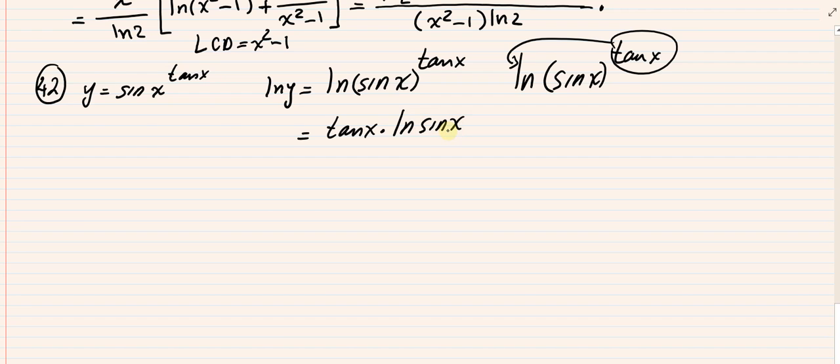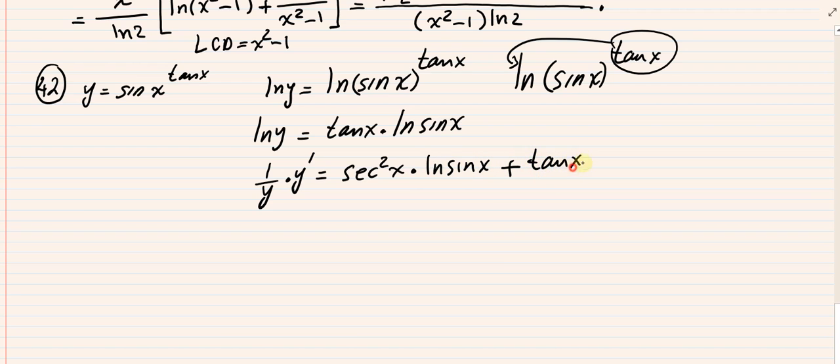Now let's take the derivative of both sides. We get 1 over y. The derivative of ln of y is 1 over y, and then y prime because of the chain rule. Remember, we're doing implicit differentiation. To the right, we're going to apply the product rule. Derivative of first: the derivative of tan is secant squared x, times ln of sine x. And plus first times the derivative of natural log of sine, which is 1 over sine x, times the derivative of the inside, which is cos x.